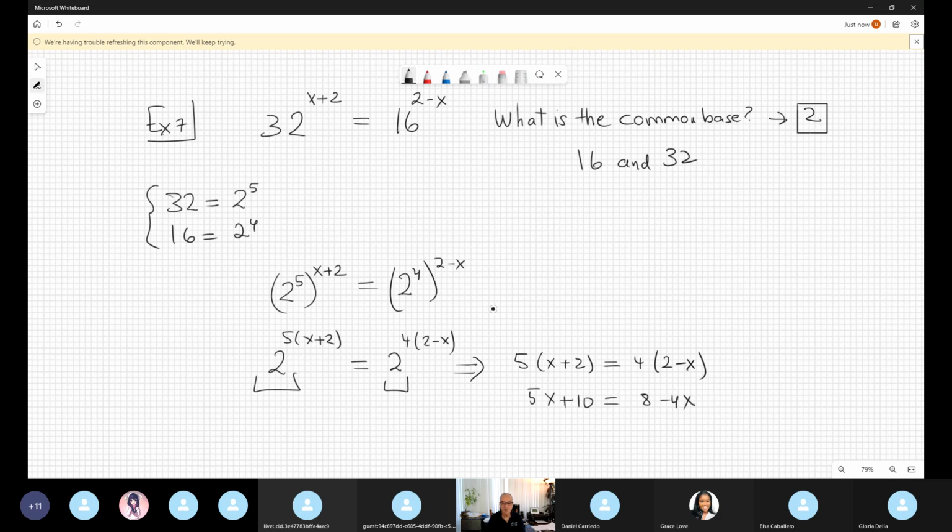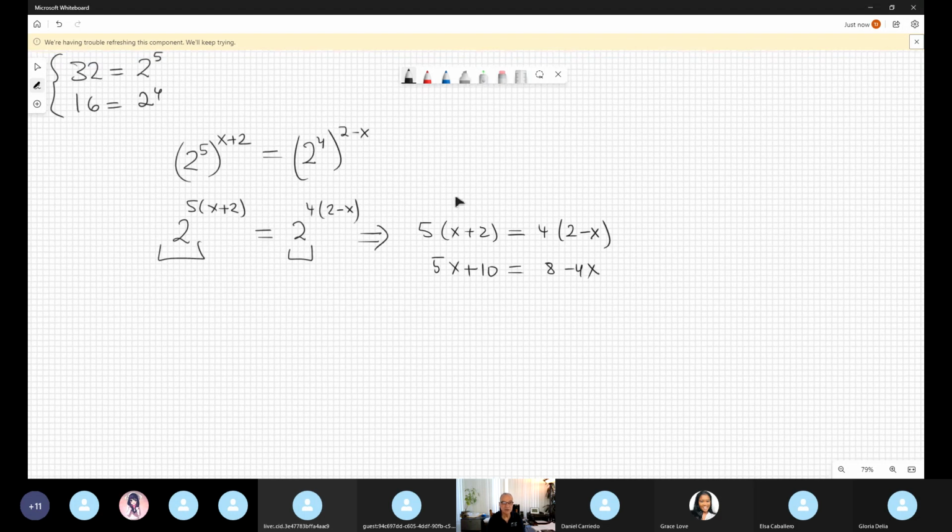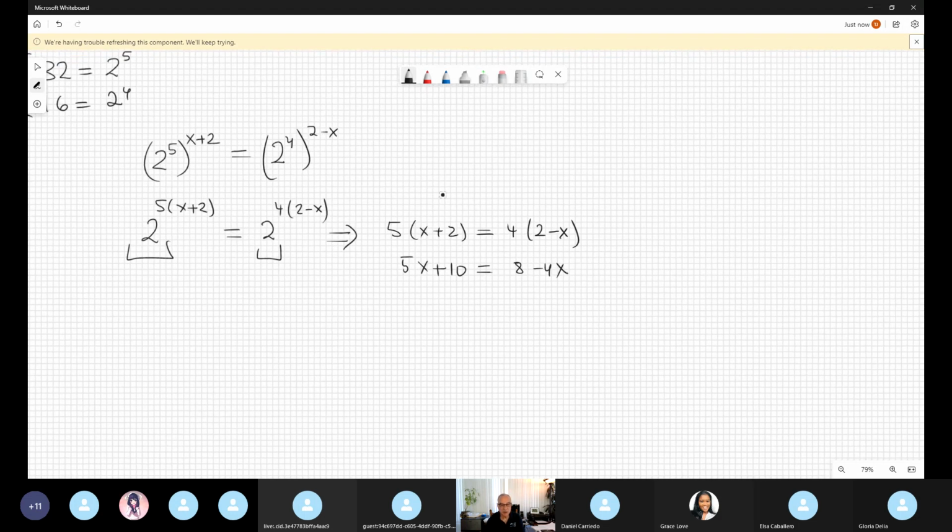Let me try to solve for x, a linear equation, exactly the same as we do in intermediate algebra. I move 4x to the left. I'm moving 10 to the right. Opposite sign, this is 9x equal to minus 2. Divide by 9 both sides. x is equal to minus 2 over 9. Let me check in my paper. Yeah, that's the answer.